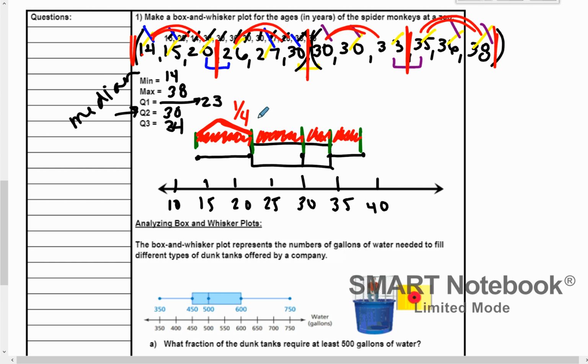Same thing would go for that next group. That next group would also be 1/4 of our data because it's still just 3 numbers. Then our next group would also be 1/4 of our data because it's 3 numbers out of the 12. And then last but not least, we have another 1/4 of our data, those 3 numbers. Even though they don't look even, they each only have 3 numbers from our data set inside them.